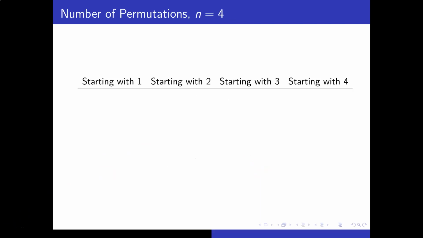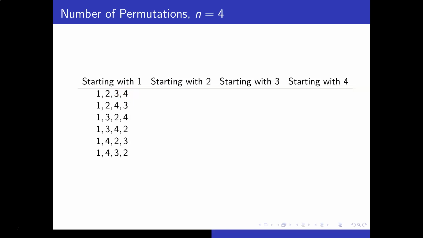Okay, so let's look at 4. Now 4 is going to be much larger, as we will see. Let's break it down by those permutations that start with 1, those that start with 2, those that start with 3, and those that start with 4. If we start with 1, it looks like there are 6 of them, because once I start with 1, I have to put the numbers 2, 3, and 4 in some ordering.